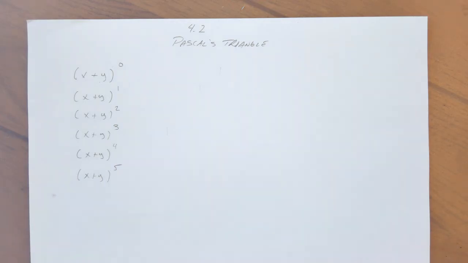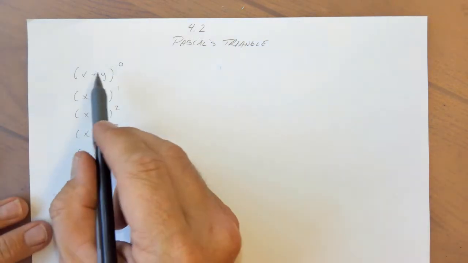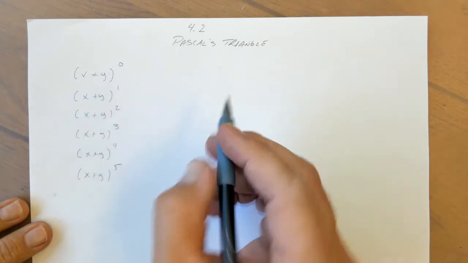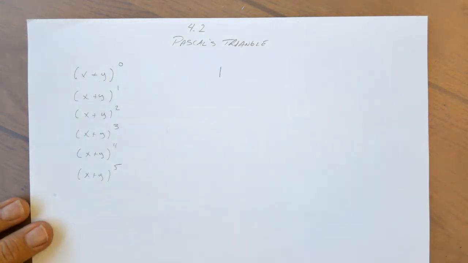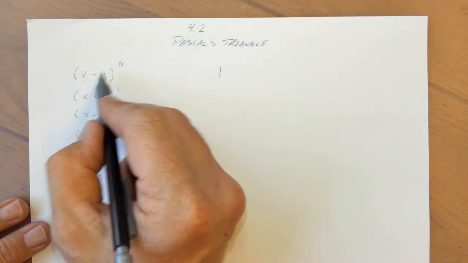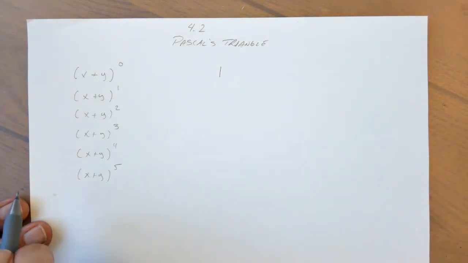Okay, today we're going to look at some problems from section 4.2, focusing on using Pascal's triangle to expand a binomial. So let's look at the pattern again. We're expanding a binomial, so here we have the binomial x plus y raised to the 0 power. And so we know the leading coefficient, or the only coefficient there, will be 1, because anything other than 0 raised to the 0 power is 1.